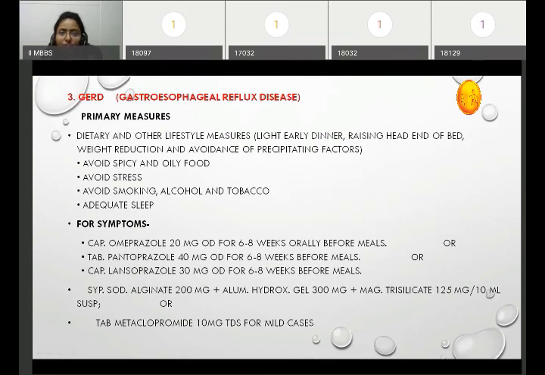Then coming to the third question, that is gastroesophageal reflux disease, known as GERD, G-E-R-D. So some primary measures again you have to add here, that is dietary and lifestyle modification. You have to take the night dinner earlier, before 7 o'clock. Then you have to raise the head end of the bed while you are sleeping. Then again weight reduction, avoiding the precipitating factors. These are the principal measures. Others are again avoid oily and spicy food, stress, smoking, alcohol, etc.